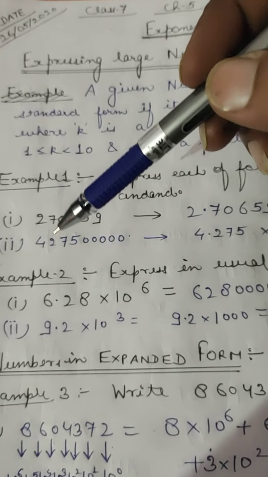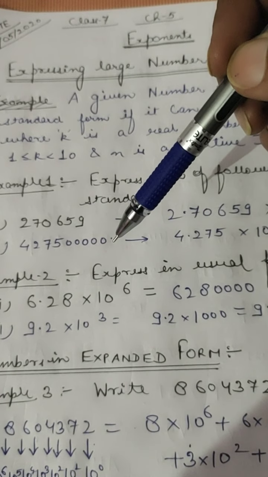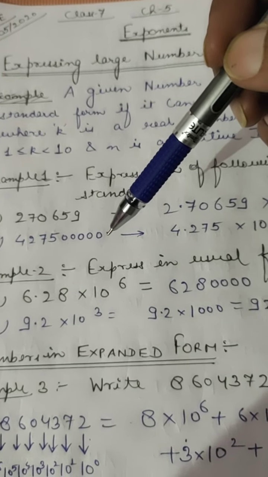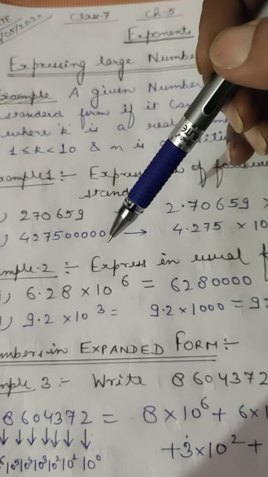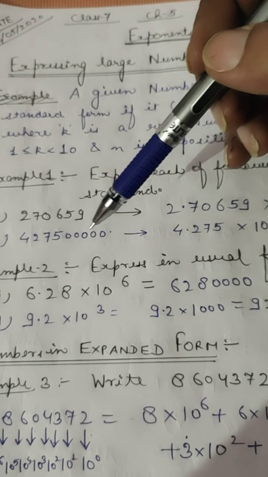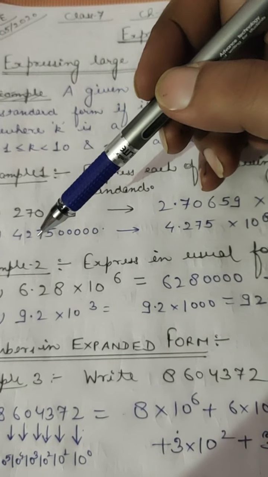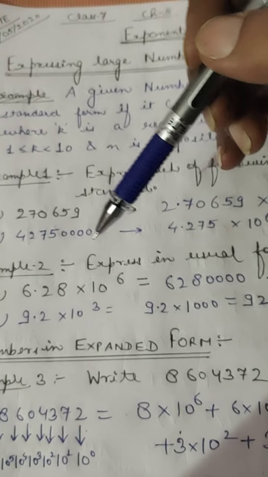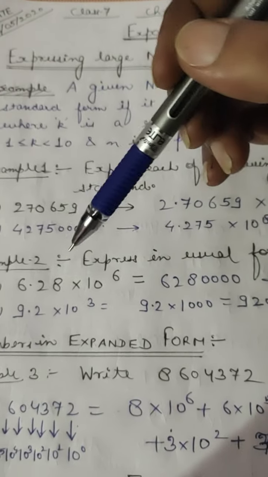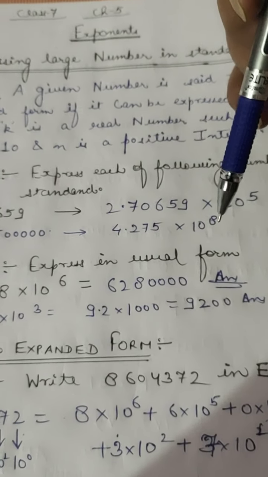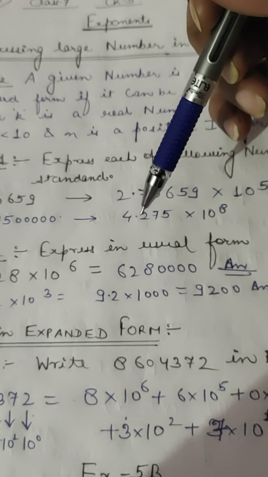Next one is 42750000. So right now the decimal is here. You have to shift this decimal after 4. So how will you do it? Count from here. 1, 2, 3, 4, 5, 6, 7 and 8. So you have to shift 8 places from right to left. So you have to raise the power of 10 how many times? 8 times, and the decimal is shifted here.